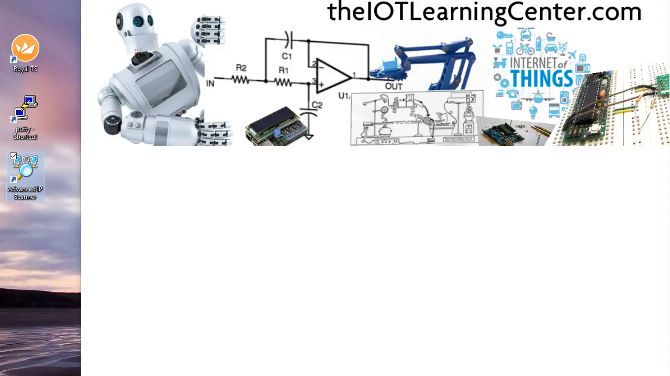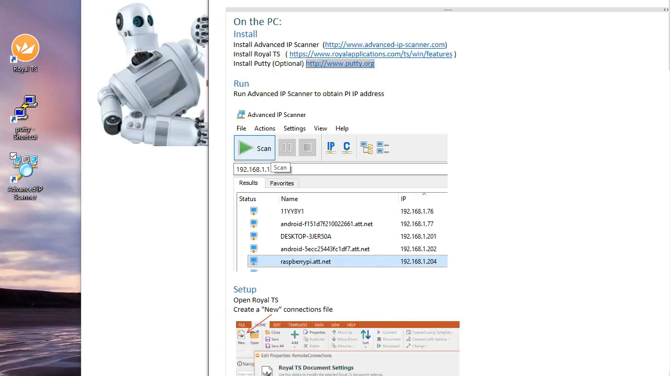To begin the process, we have to get a few pieces of software installed on our Windows PC. If you've already done these, that's great. They were in the first video, but if not, we need to take some time and do them now. Specifically, we need to get the Advanced IP Scanner installed, and we need to get the Royal TS application installed. Additionally, you can install the PuTTY application, but it shouldn't be required because we can use the Royal TS application to accomplish the same thing.